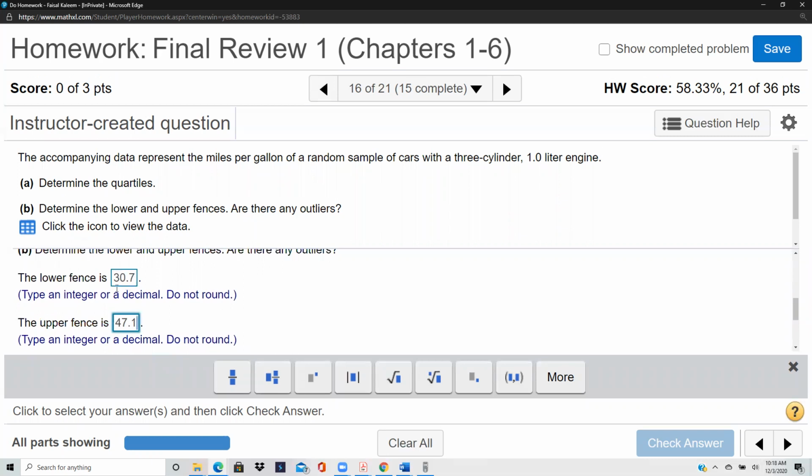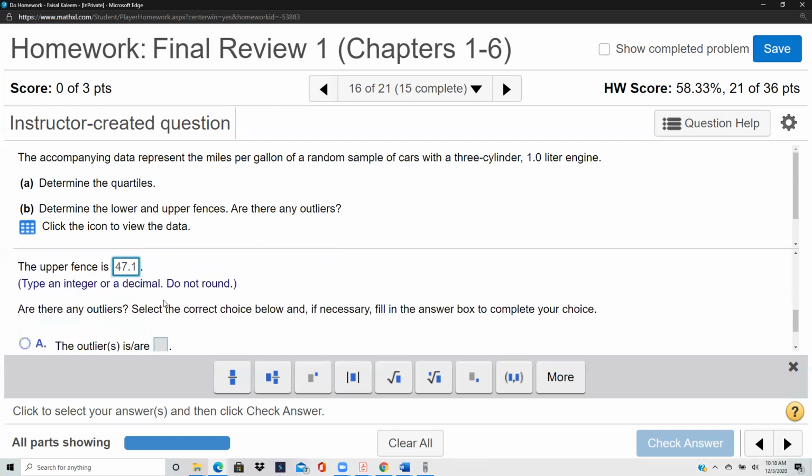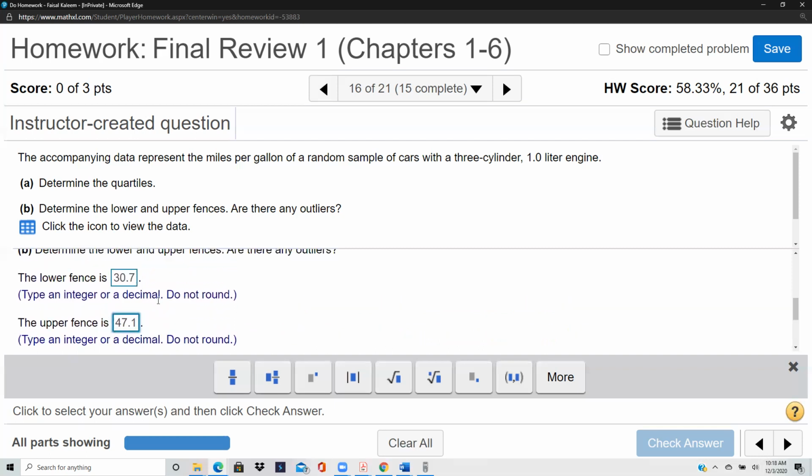Do you agree with these numbers? I'm not sure. But let's find out. Your numbers were different. Yes, sir, they were. Okay. So what are the outliers? How do we find the outliers? Look at the data and see if any are lower than the 30.7 or higher than the 47.1.